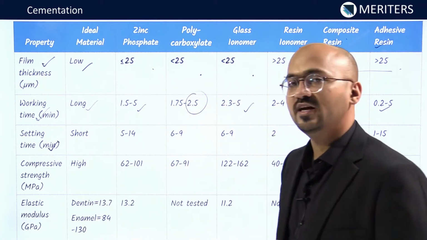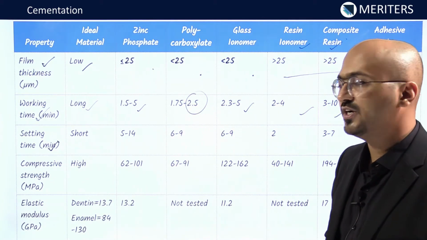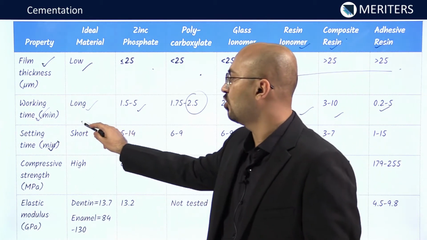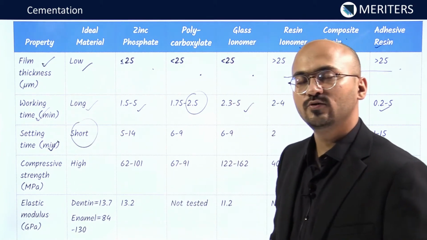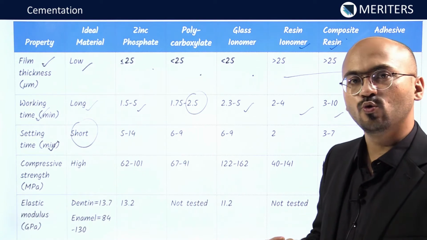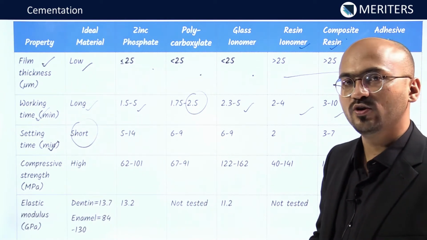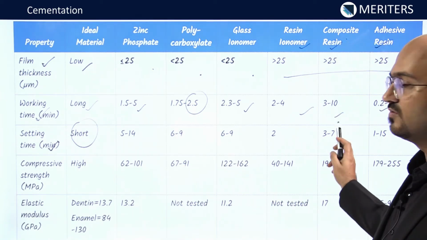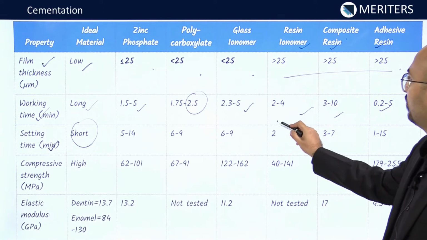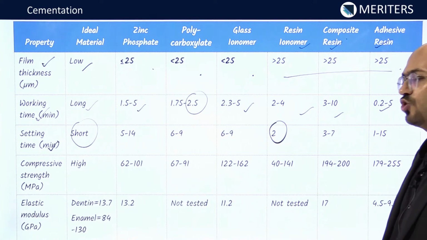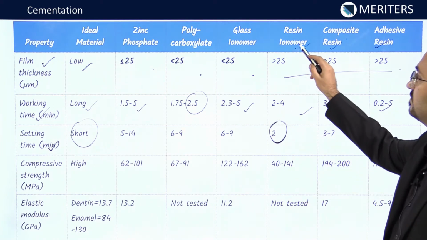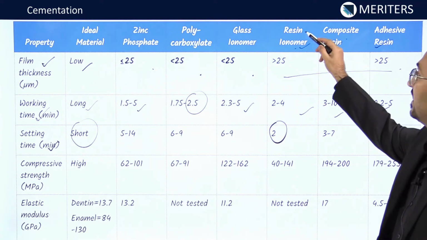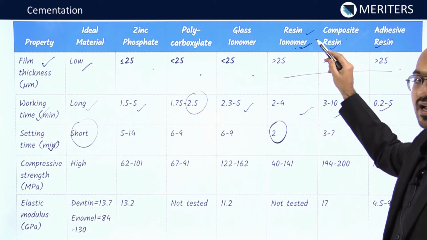Setting time. Now setting time is the amount of time required for the cement to set. It should ideally be short because if it is long then the cement will be subjected to oral fluids and there will be a lot of micro leakage along the margins. So all of the cements have adequate setting time except for resin cement, which is shorter and which is most desirable because it bonds chemically to the tooth and it cures. It has a resin component and a glass ionomer component.